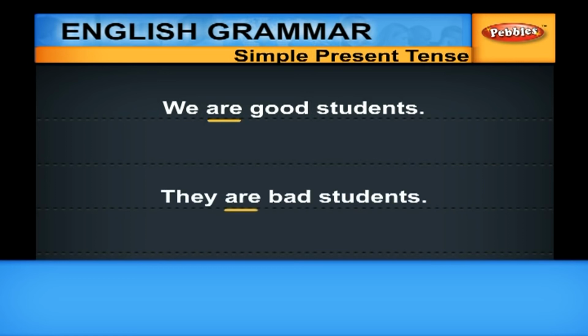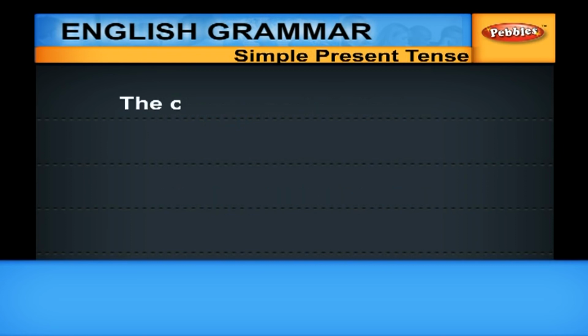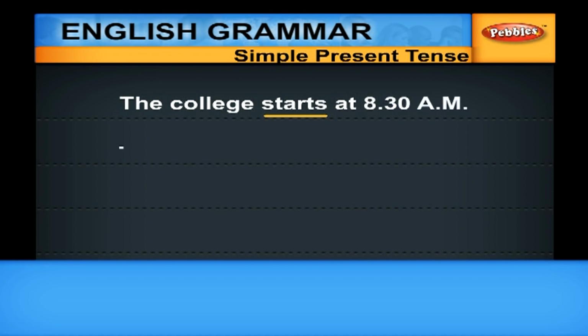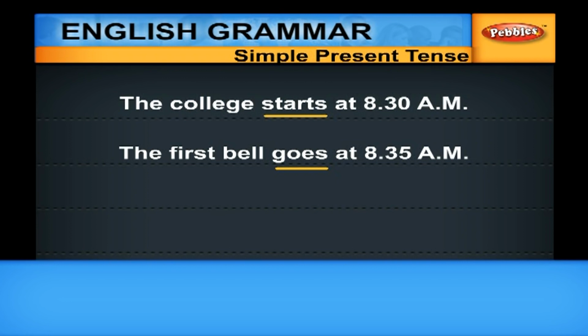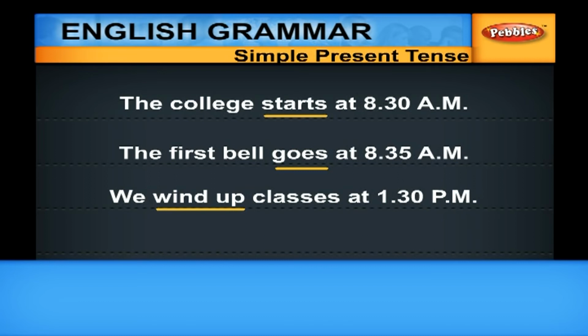So, when we talk about a habitual regular action, you have to use simple present. The college starts at 8:30 a.m. The first bell goes at 8:35 a.m. We wind up classes at 1:30 p.m. Regular, habitual, repeated actions, you have to use only simple present.